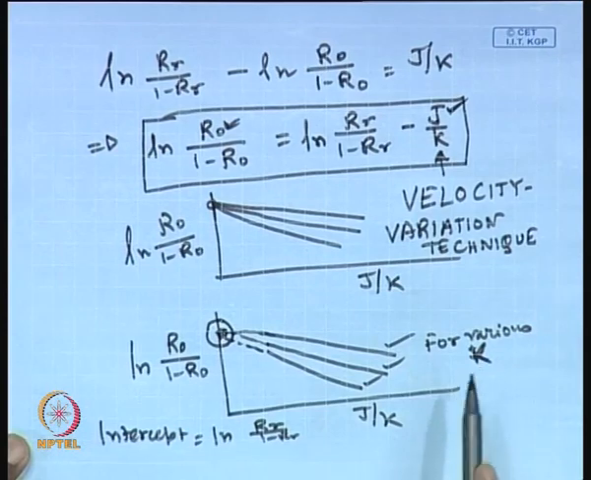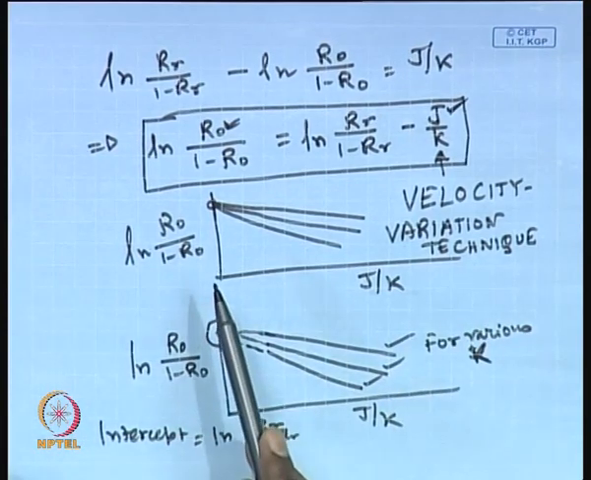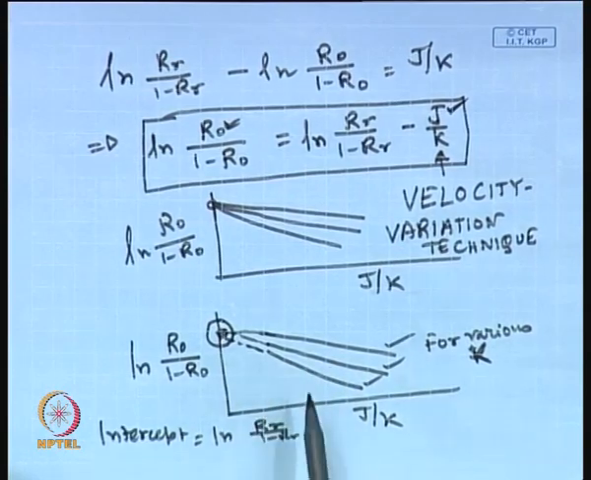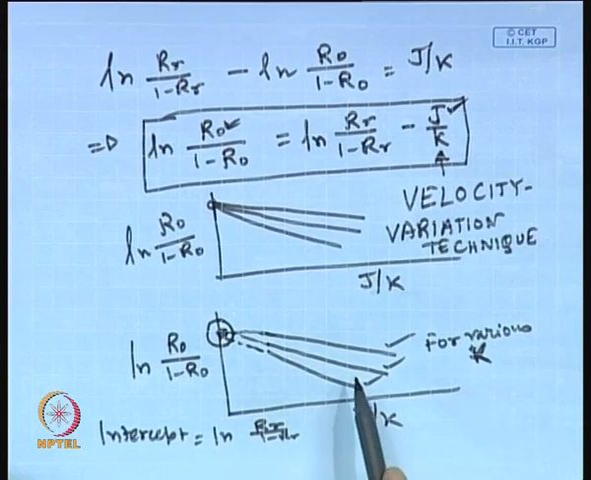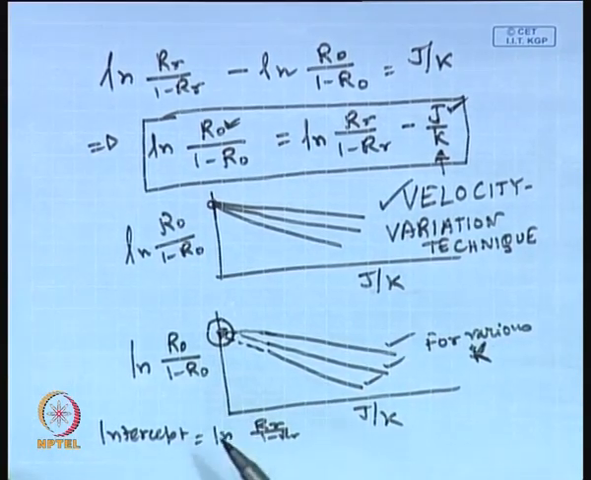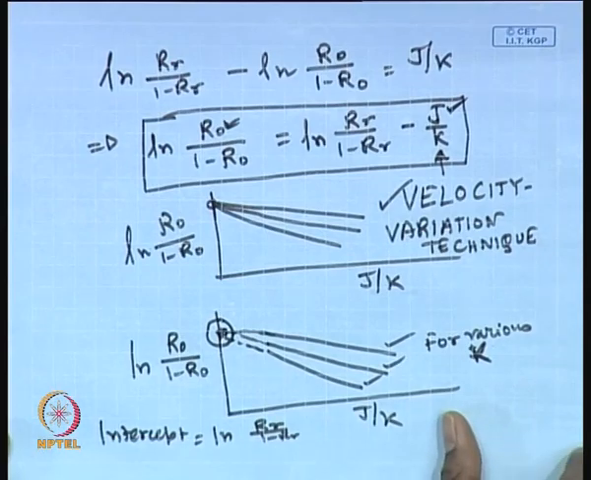So, by using the velocity variation technique, one can estimate the real retention. In this case, since you are drawing the mean curves, the inaccuracies involved in the experiments will be averaged out. One can estimate the real retention the way we have discussed earlier. So, using these two methods, one can have the value of real retention and can do the system modeling as we have described earlier. Now, we will look into various complicated systems.